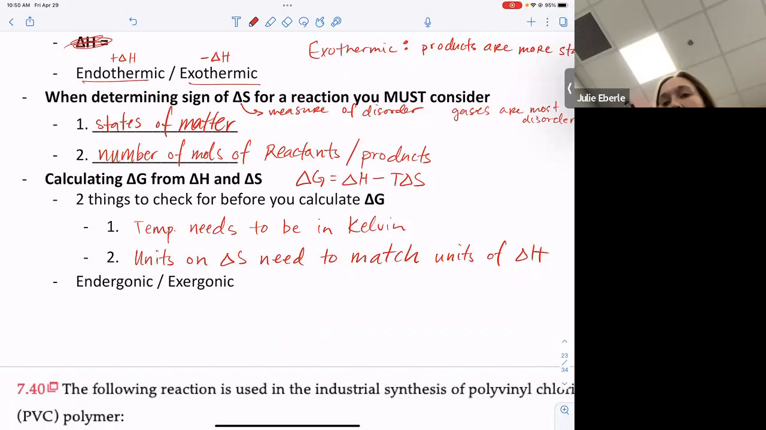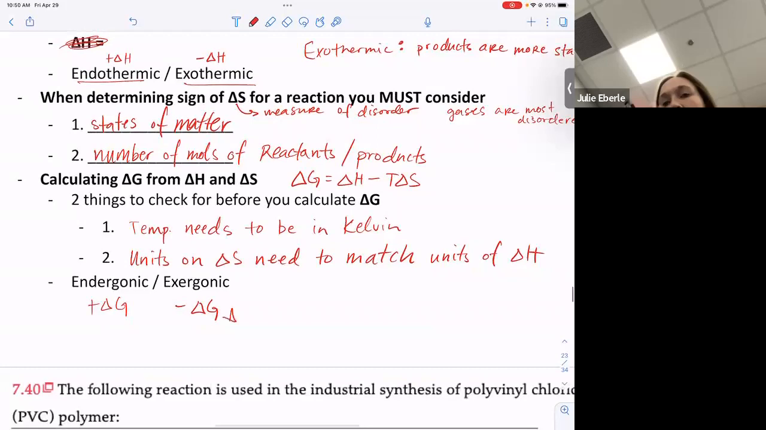Okay, and then once we calculated delta G, we can say our reaction is endergonic or exergonic. What means what? Positive delta G, negative delta G. Endergonic is positive delta G. Exergonic is negative delta G. Now, which one's favorable? Which one is spontaneous? That's right. Negative delta G, this one is spontaneous or favorable.